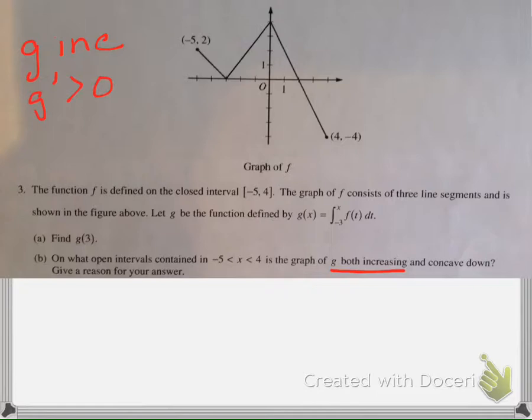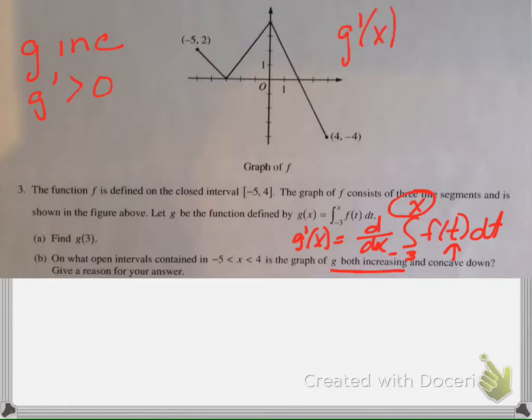Okay, so we need to know when is G prime greater than 0. So what is G prime? We know G of x, so G prime of x would just be taking the derivative of the right side. And now you can see that this is the second fundamental theorem of calculus. You're just going to take this x and put it in here. So therefore we can say that G prime of x is just equal to f of x.